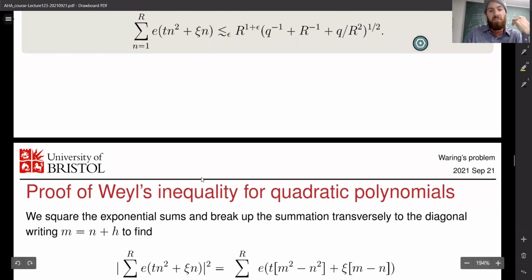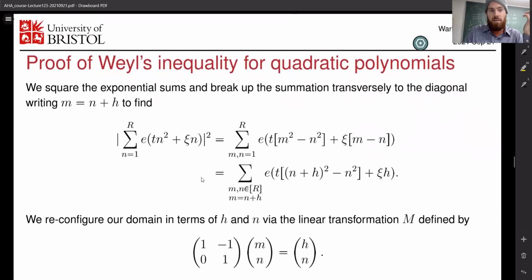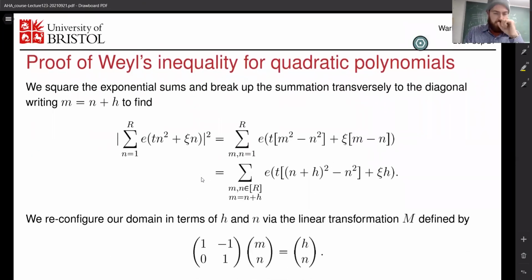And Weyl had a very clever idea. Weyl said, let's take this exponential sum, take its absolute value, square it, and then shift things and apply the triangle inequality in a way to reduce down to the one-dimensional exponential sum. But it ends up being an average over the linear Weyl inequality. How does that work? I'll take my exponential sum.